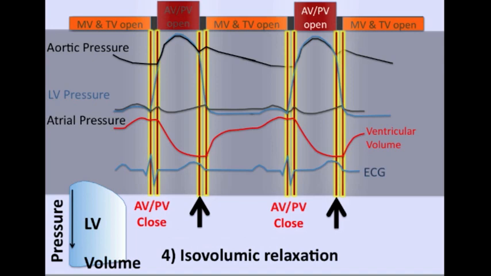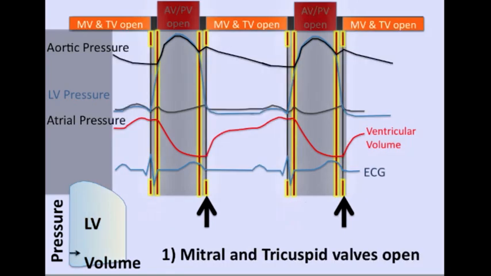Isovolumic, so no change in ventricular volume, and we can see that on our LV volume curve. The LV pressure continues to relax, and it relaxes to the point where the atrial pressure, once again, will be higher in pressure, and you know what happens next. So that's right, the mitral valve opens as well as the tricuspid valve on the right side of the heart. So that's the normal cardiac cycle.